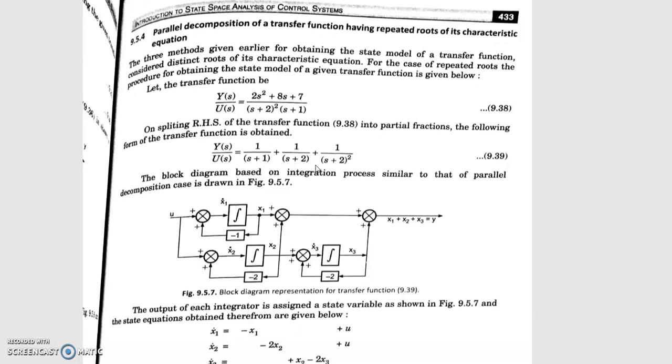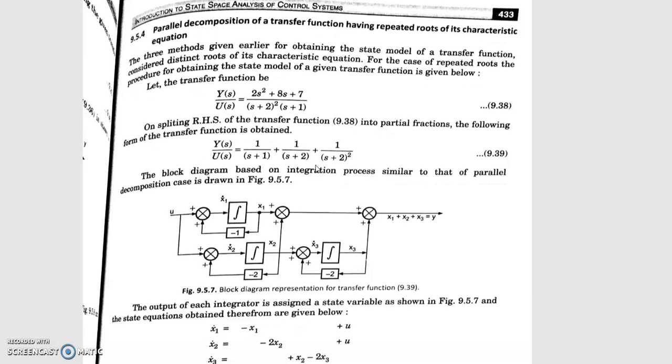Let the transfer function be Y(s)/U(s) is equal to (2s square plus 8s plus 7) upon (s plus 2) whole square into (s plus 1). Now comes the numerator and denominator section, in which the denominator has repeated roots, that means (s plus 2) whole square, so it can be written as in equation 9.39. Now we have to draw the block diagram for 9.39, which is based on these equations.